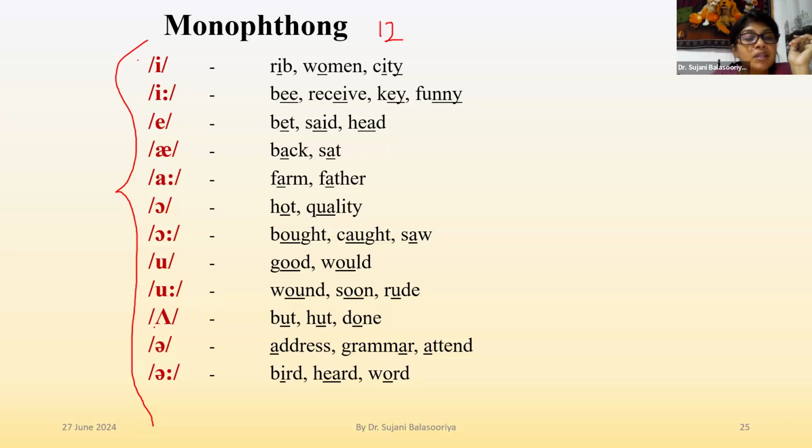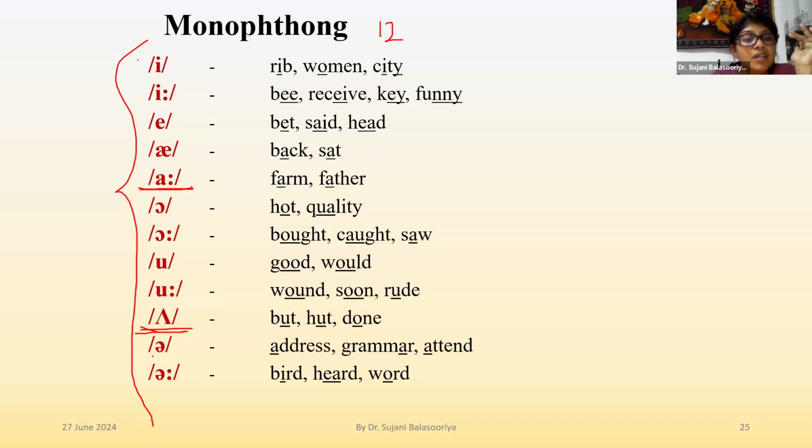And the next symbol is not very familiar. It looks like an upside down V. Remember this sound and the earlier sound; these two sounds are different. The earlier one is like in farm. But this one is sudden, quick, like in but, hut, done. We don't drag it there.